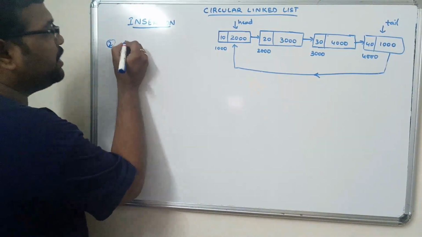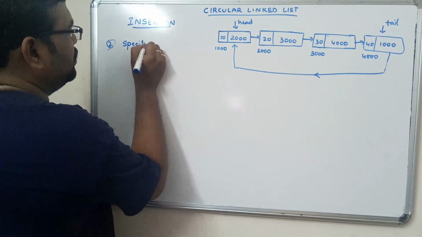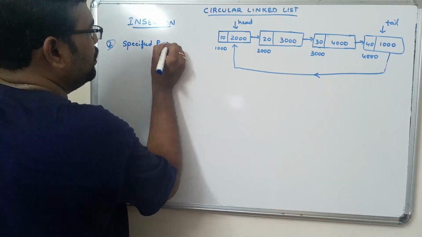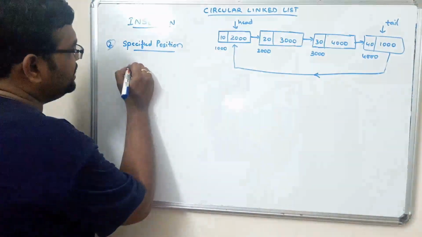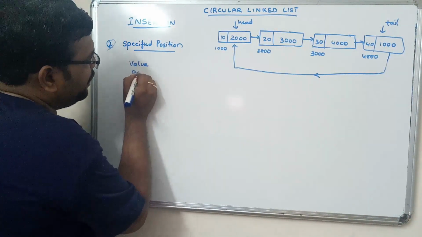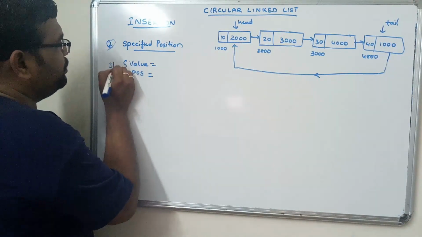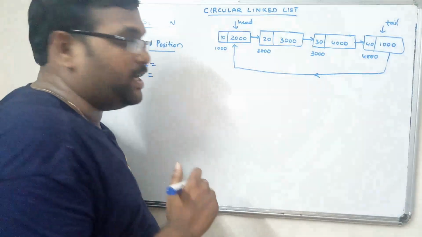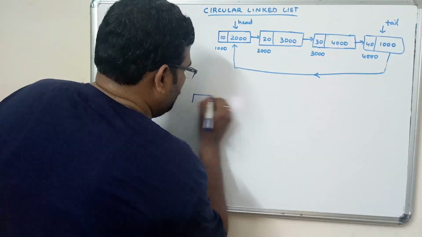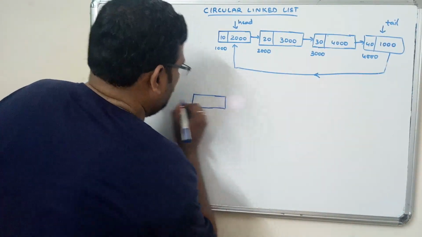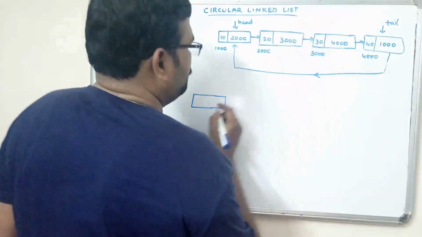See, here we need to take the third one, specified position. Here we have to take two inputs. One is value and position. These are the inputs to be taken. So two scanfs to be written. Now let's write the output so that you will understand. Right? Let the position be 2. At the second position, 0, 1 and 2.